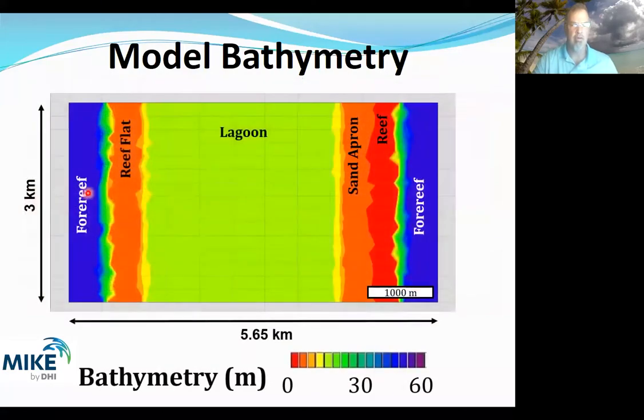Here's our digital representation of that real atoll from the South China Sea. We have a full reef or deep water basin on this side, and a basin on the other side, a reef, a slightly deeper reef sand apron that passes into a lagoon, then another reef flat, so a reef sand apron complex on the other side before we go into the other full reef. The model domain was about 3 kilometers by about 5.65 kilometers. So it's just a little more than a 4 kilometer, quote unquote, atoll.